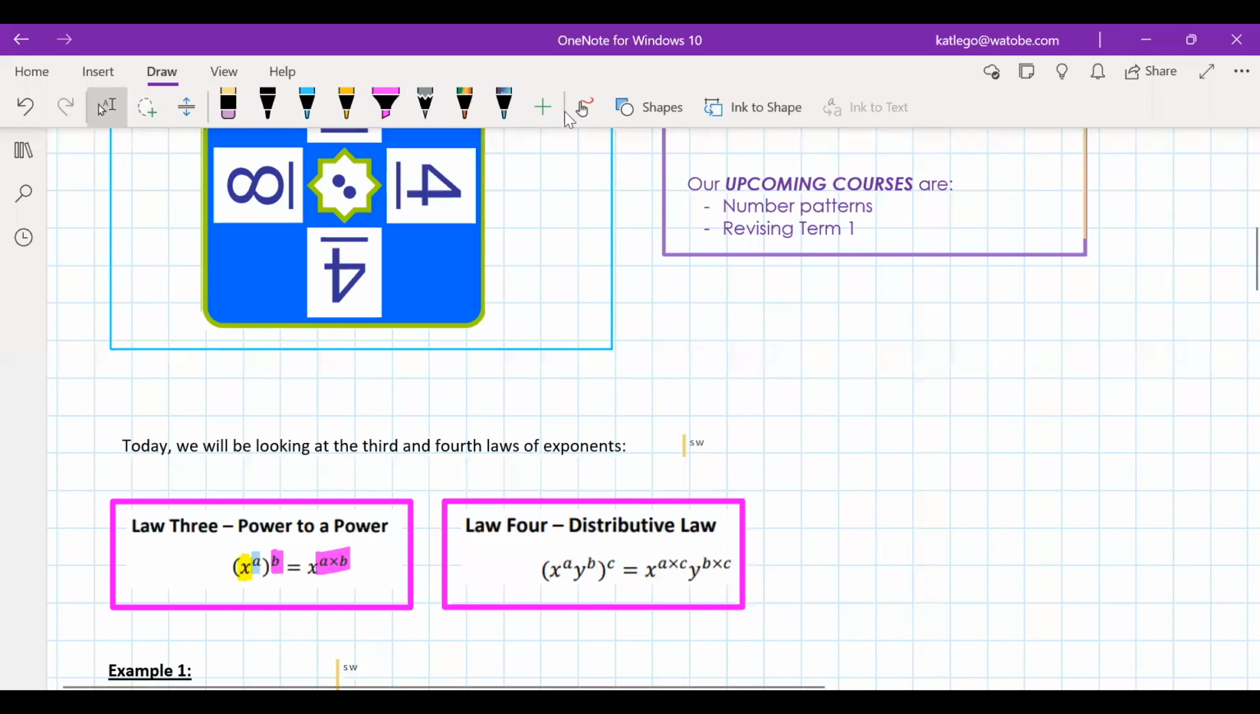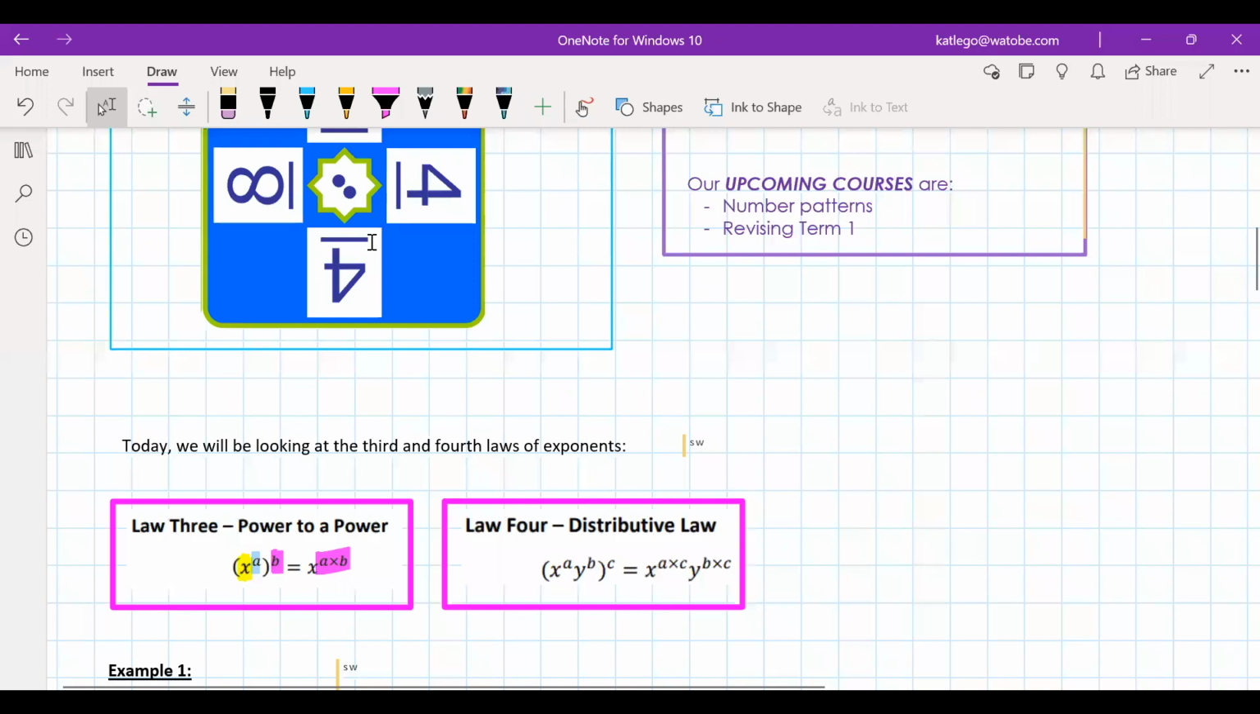Please do not confuse this law with law number 1. Okay? Do not confuse this law with law number 1. Law number 1 says if you have the same base, you add the exponents. In this case, we don't have 2 bases, we only have 1.